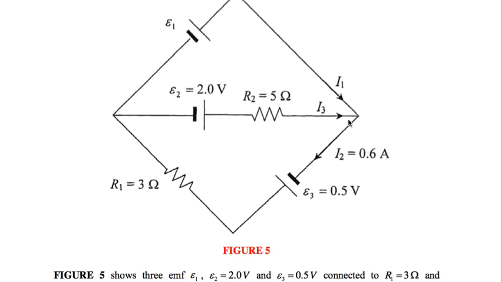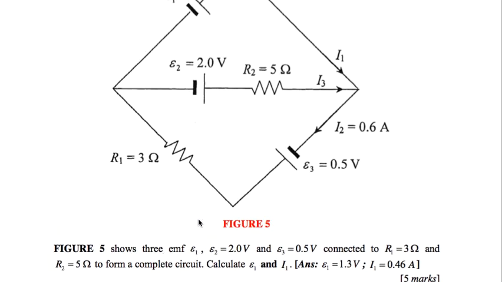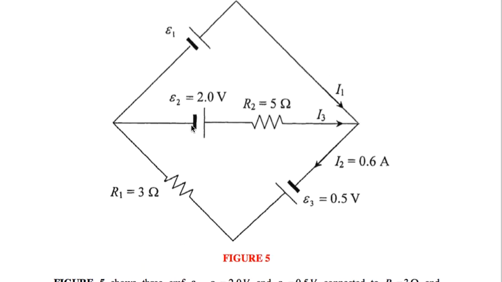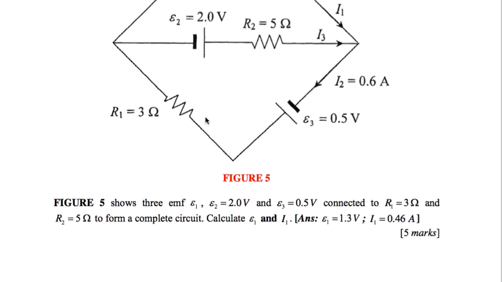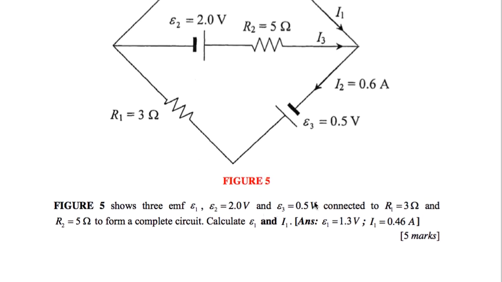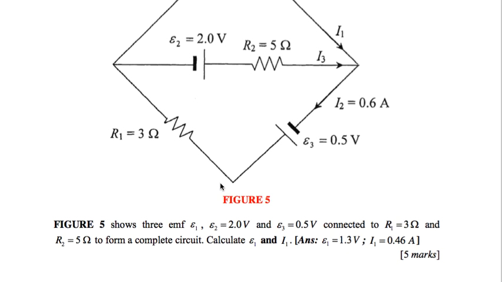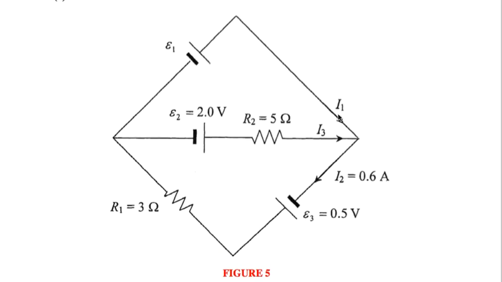Number B, this is figure 5. Figure 5 shows the 3 EMF. You have an E3, E2, and we have another battery E1. And the values of E2, E3, and R1, R5, you can refer to the question here. So the question asks you to calculate the value of E1 and the value of the current flow I1 here.